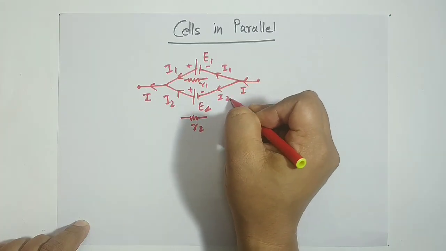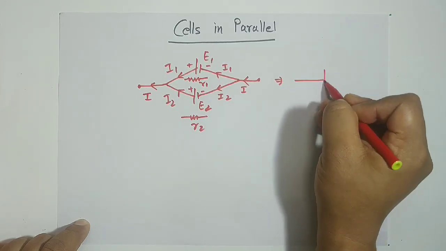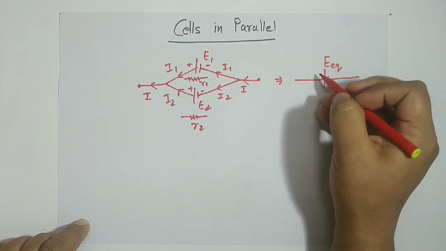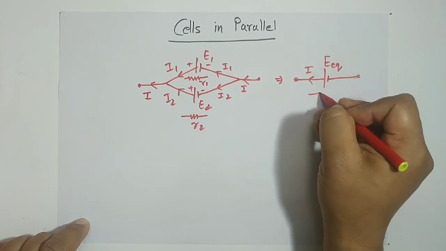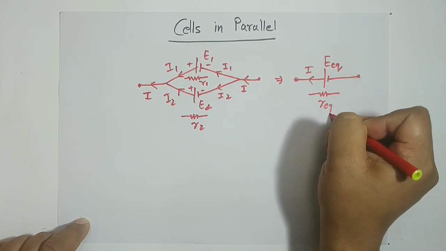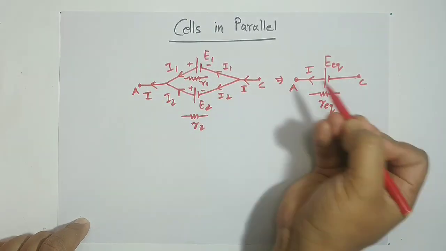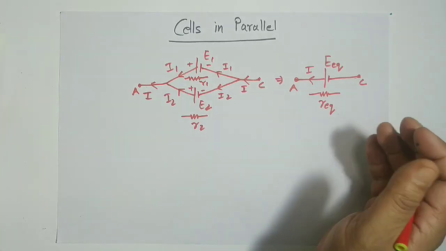So we are going to calculate its combination across the two ends. The equivalent EMF we say is E equivalent, I is the current, and R equivalent is the equivalent resistance. This is point A, this is point C. So we are going to prove how this works and what the equivalent EMF will be.